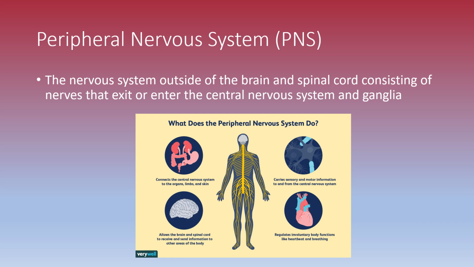These include the following listed in the chart, such as connecting the central nervous system to organs, limbs, and the skin, allowing the brain and spinal cord to receive and send information to other areas of the body, carrying sensory and motor information to and from the central nervous system, and regulating involuntary bodily functions like heartbeat and breathing.